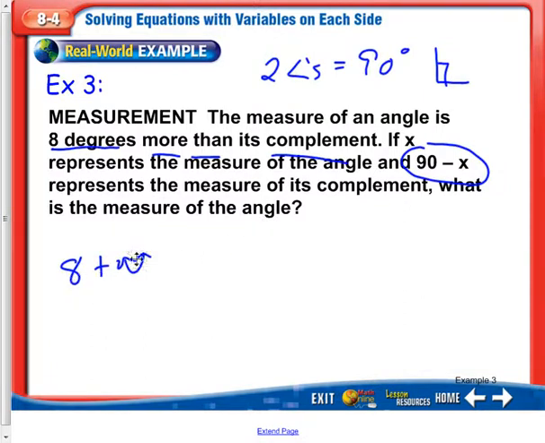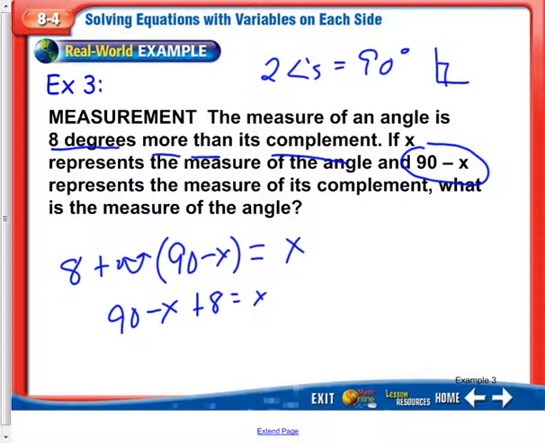So 8 plus, we're flipping, and remember this is the 90 minus x part here, and then that's going to be equal to our x, because it's 8 degrees more than the complement, and that's what's equal to that x, which represents the measure of that angle. So let's write this correctly. We have 90 minus x plus 8 equals x. Now we do have something to simplify here, the 90 and the 8. So I'm going to get 98, and I'm going to say plus negative x equals x.